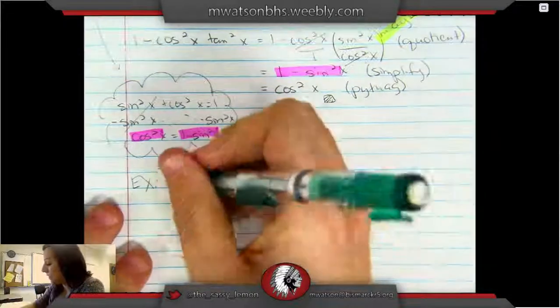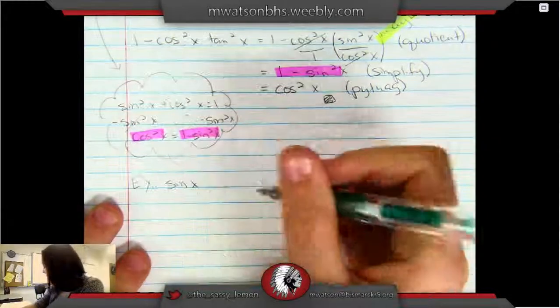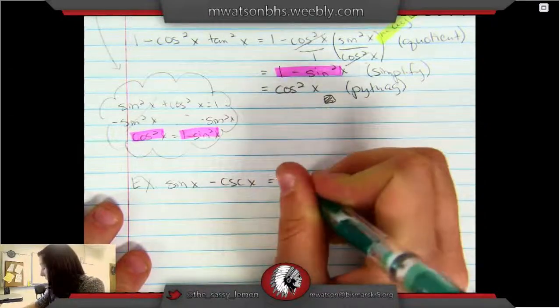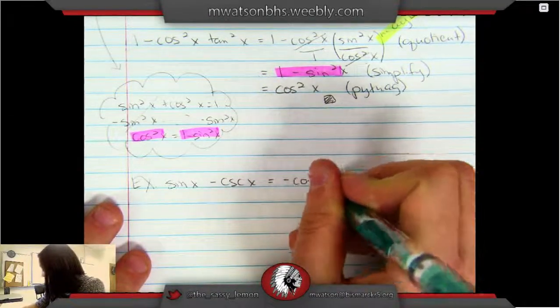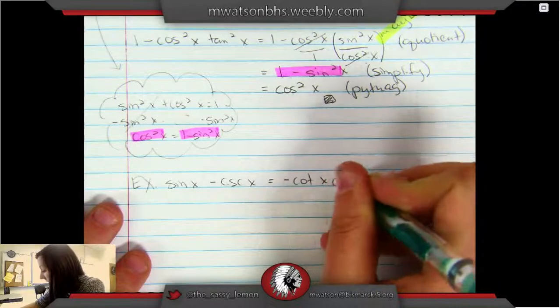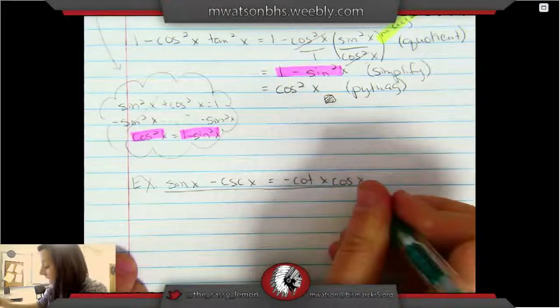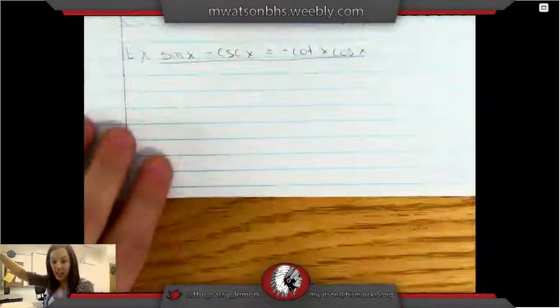Alright, so another example: let's do sine of x minus cosecant of x equals negative cotangent x cosine x. So I'm going to underline the problem, and I'm going to try to pick the more complicated side. Now here's the thing.